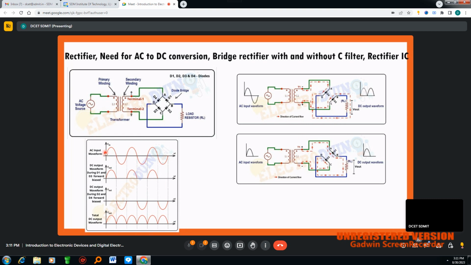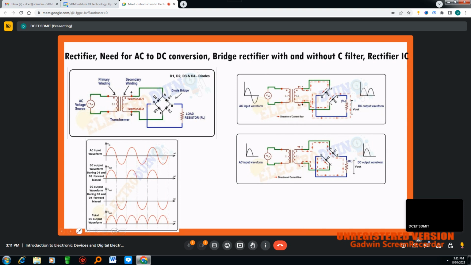So if you take the AC supply, during the positive cycle, D1 and D3 will be on, and we get a waveform like this. During the negative cycle, you will get 0, and here we'll get positive. When you take a DC output waveform during D2 and D4 on, you'll get a waveform like this. If you add these two waveforms, what we call rippled DC.